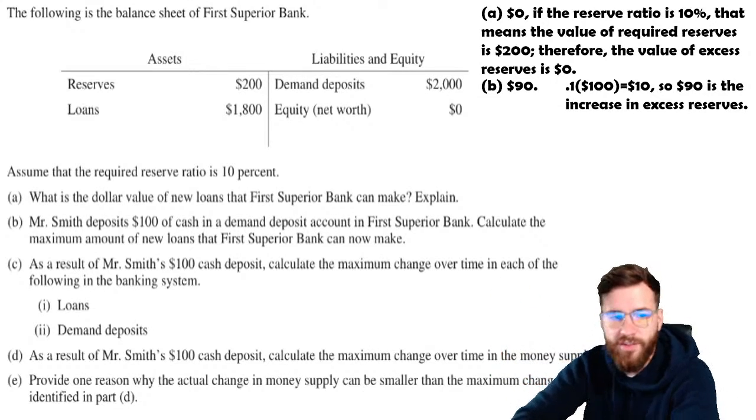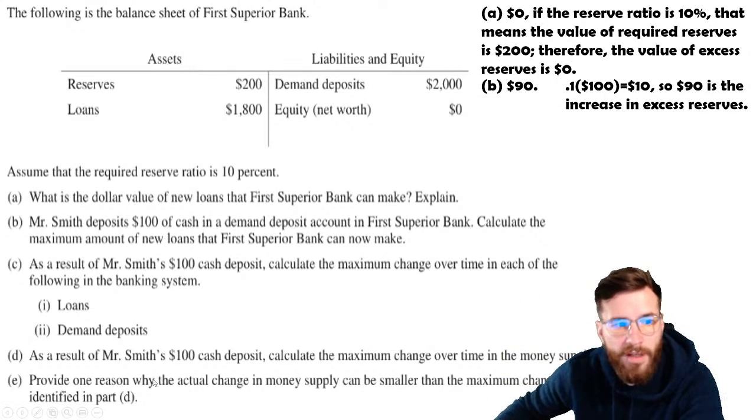We've done this. We did this yesterday. But they're asking about different things here. They're not asking about the change in money supply over time. They're actually going to ask about it down here. They're asking to calculate the maximum change over time in the amount of loans that are going to be able to be given out. Well, the initial amount of loans is $90. Based on the $100 deposit, immediately the bank is going to be able to issue out $90 in loans.